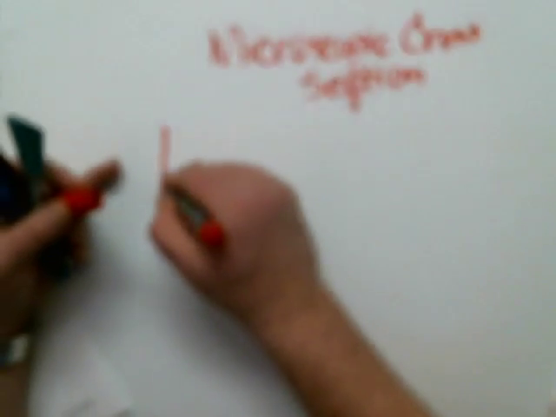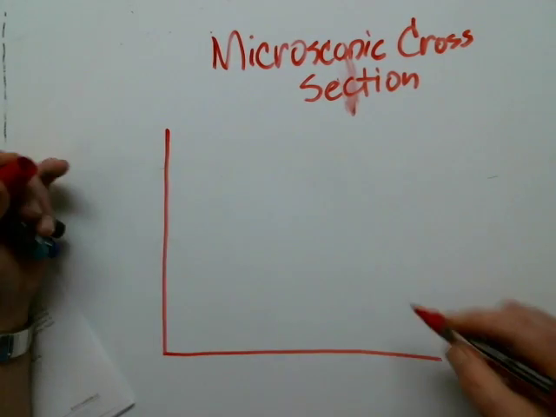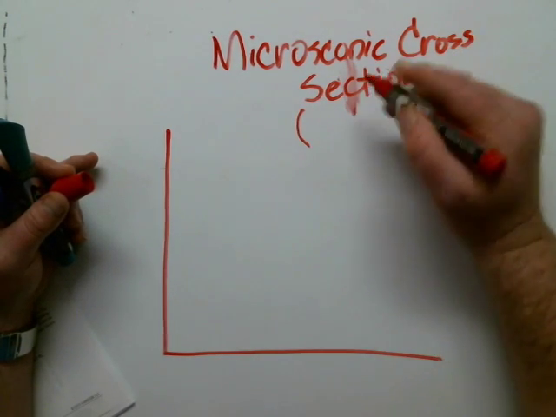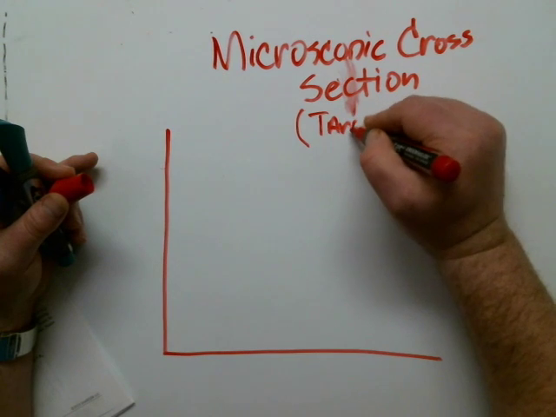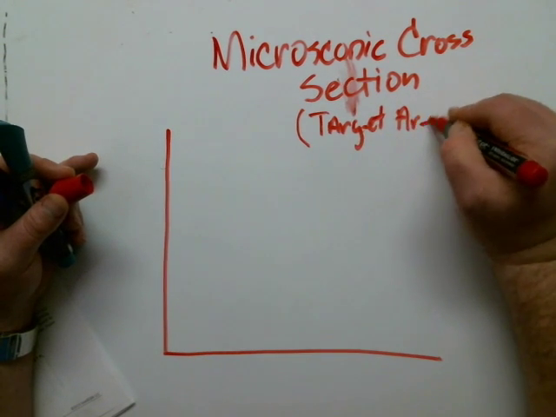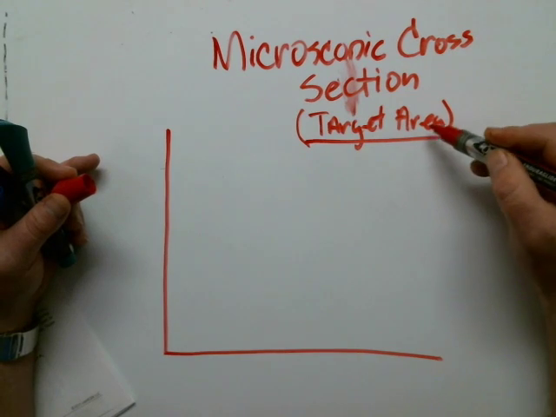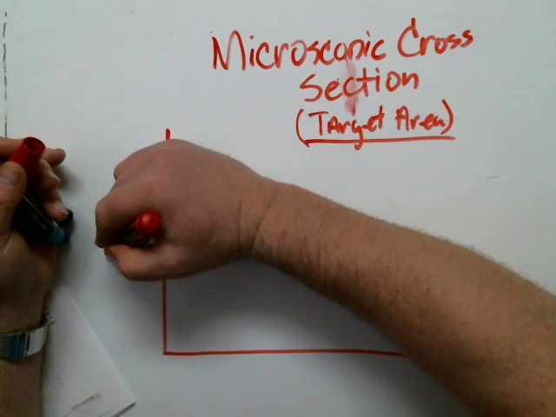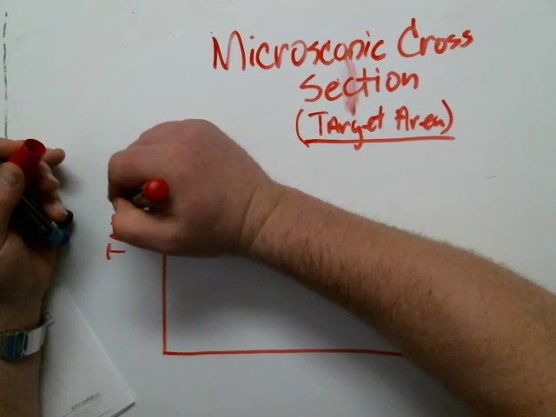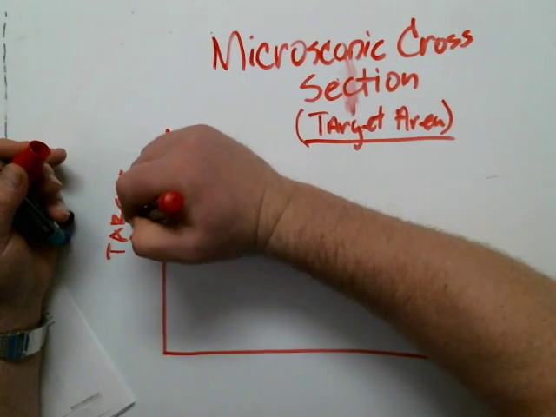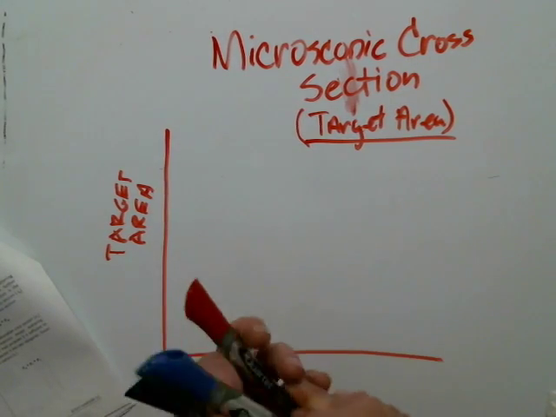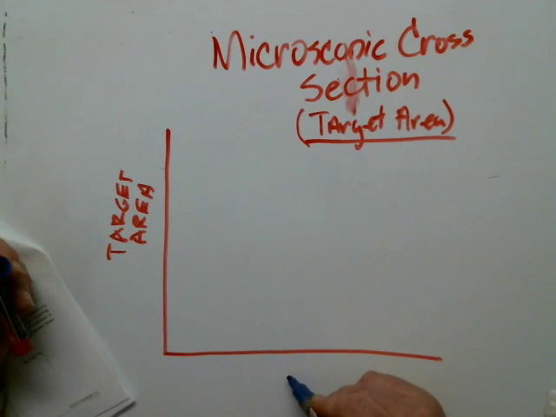I'm going to draw a graph here. We're just going to call this big fancy phrase, microscopic cross-section, target area. Something that we can relate to. So the bigger the target area, the easier it is to hit. All right, so I'm going to put target area over here on this axis. And then I'm going to make this the neutron energy level. So this is neutron energy.